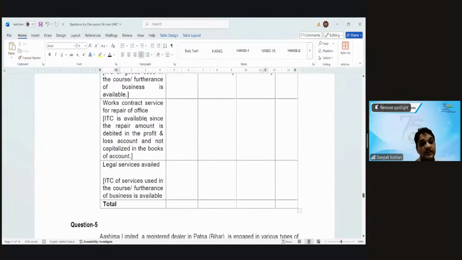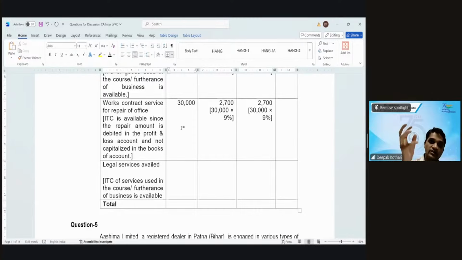Works contract service ITC is available since the repair amount is debited to P&L account and not capitalized in the books of account. If it is capitalized in the books of account, then we will not claim the credit. But if it is expensed off, we have to be very careful. On seeing works contract, we will say it is block credit, but only works contract which is capitalized is blocked. Works contract which is expensed off, used in day-to-day activities like repair services, is not blocked, that is allowed as input tax credit. Okay.